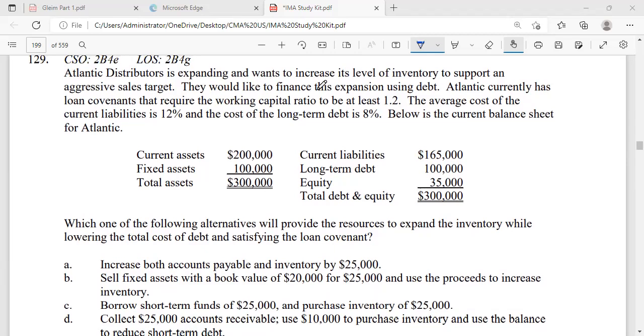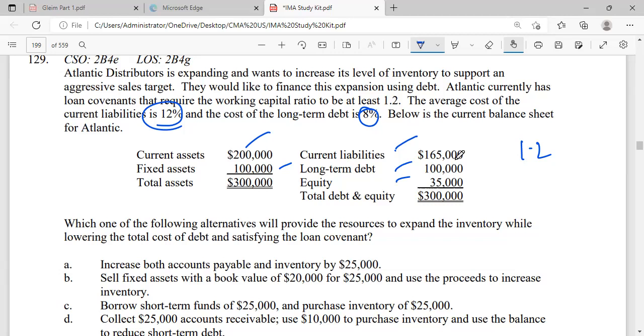Atlantic Distributors is expanding and wants to increase its level of inventory to support an aggressive sales target. They would like to finance this expansion using debt. Atlantic currently has loan covenants that require the working capital ratio to be 1.2. The average cost of current liabilities is 12%. The cost of long-term debt is 8%. Below is the balance sheet for Atlantic already. The current assets is 200,000, fixed asset 100,000, liability 165,000, long-term debt 100,000, and equity is 35,000. So which of the options are good, he's asking.